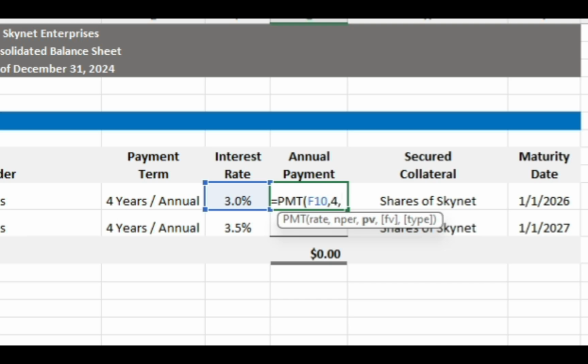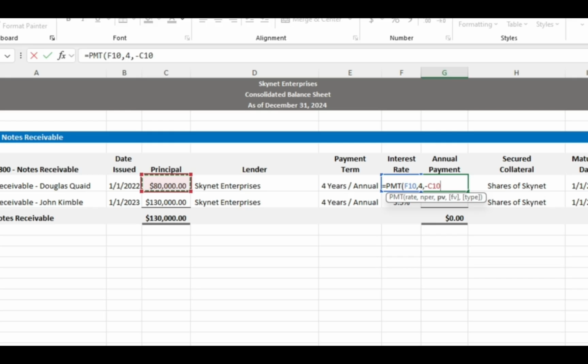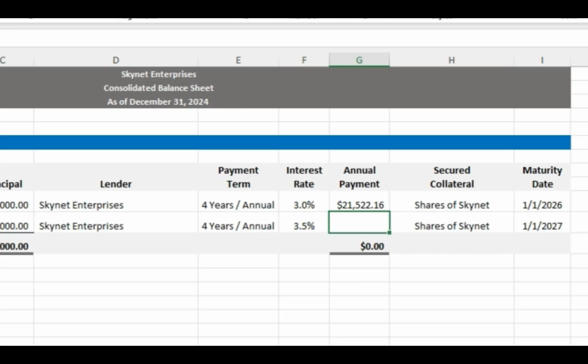And then I need to put in the present value. What is the present value of the loan? In order for this to work properly, I need to put a negative in front of the promissory note. And then our next line item is the future value. Since we're expecting this loan to be fully paid off, it's 0. So I'm going to close this. Got my formula. Based upon the terms and using that payment function, I now know Douglas Quaid's annual payment, which is principal and interest, is $21,522.16 to pay off this loan in 4 years. And we'll prove that out in a second.